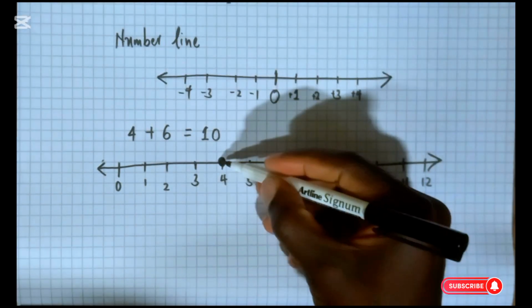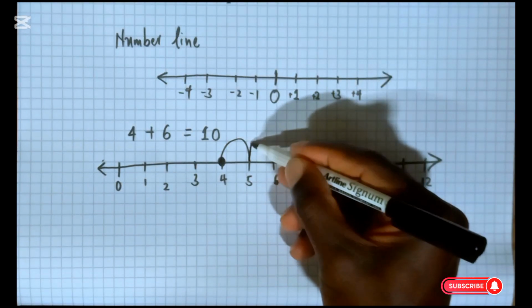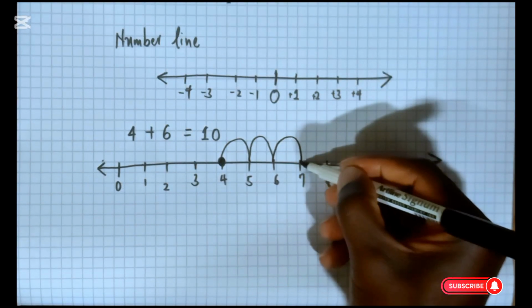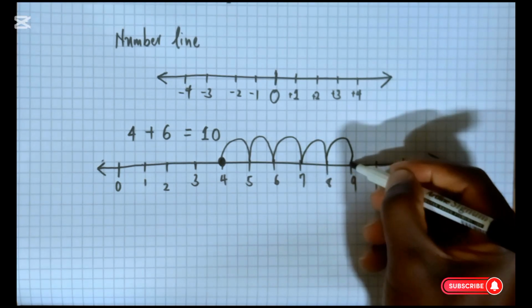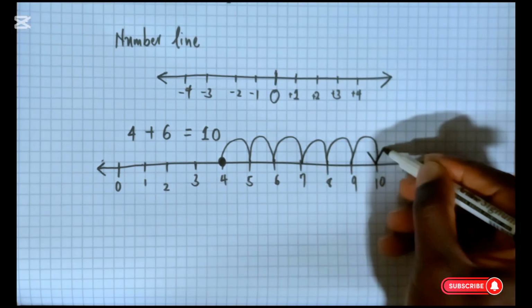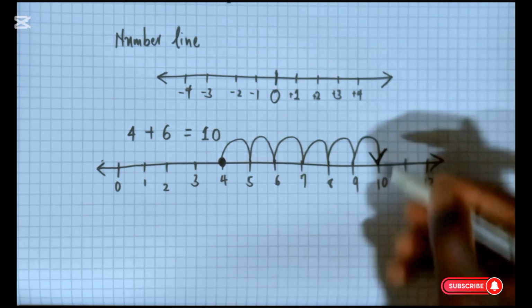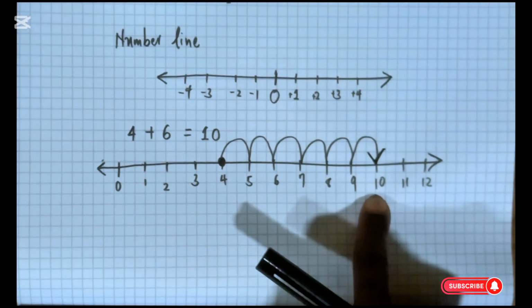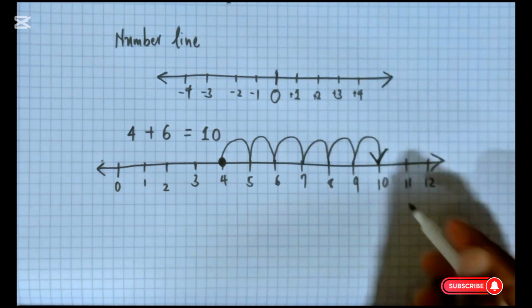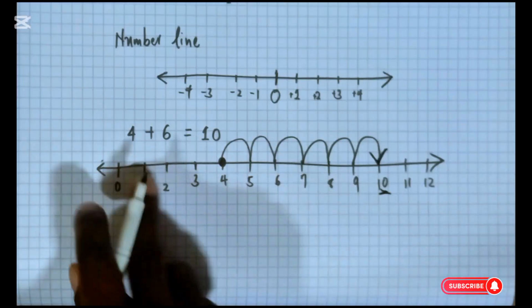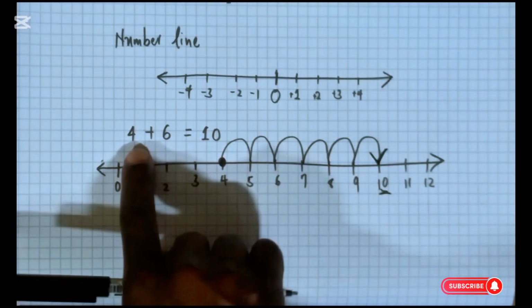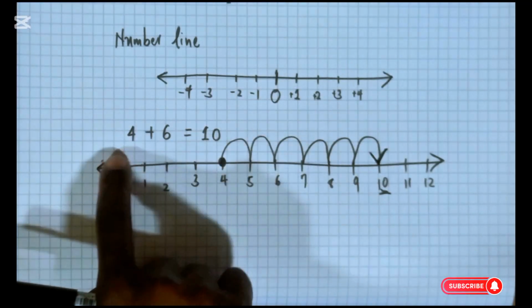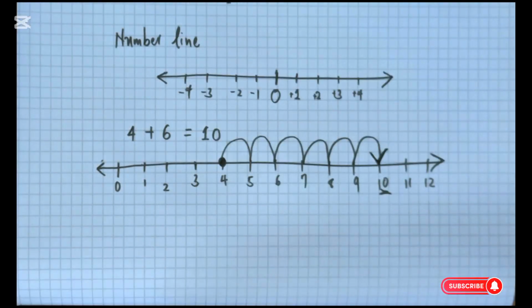So I'm going to move, that is the first one, 2, 3, 4, 5, and now that is 6. And then right at 6, I'm going to draw an arrow, and you can already see that the number right there is 10. All right, the number right there is 10, and therefore that is how we represent the sum of 4 plus 6 on the number line.